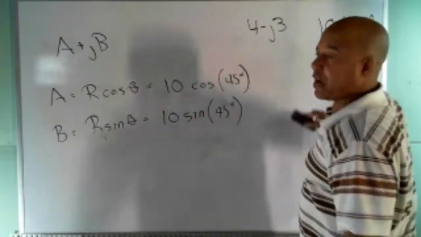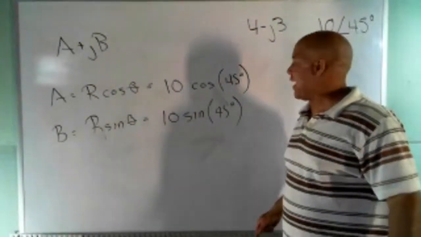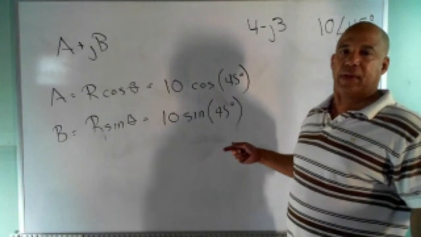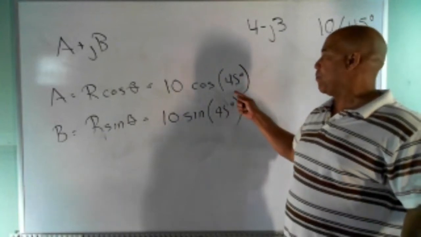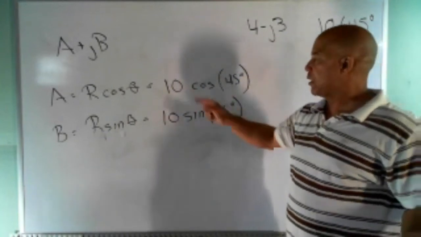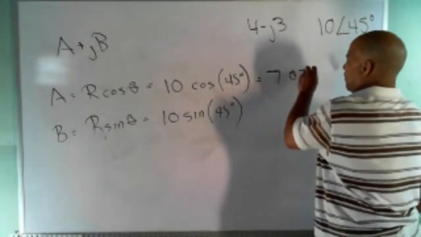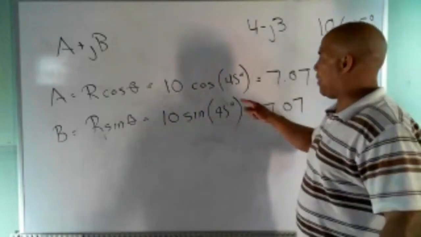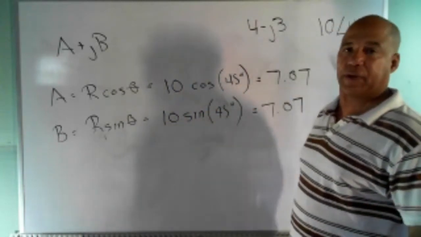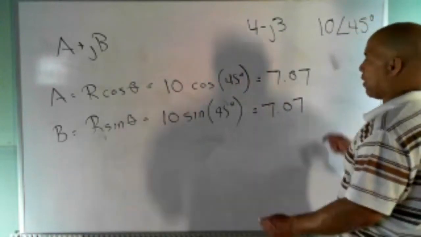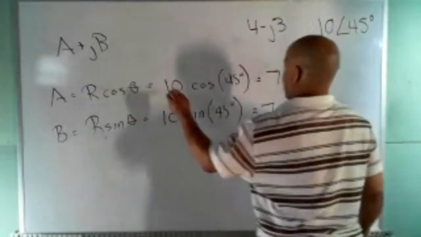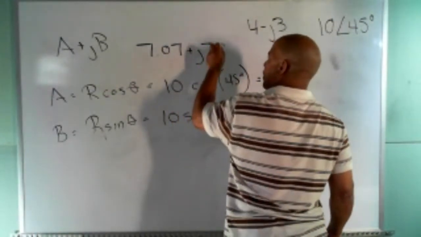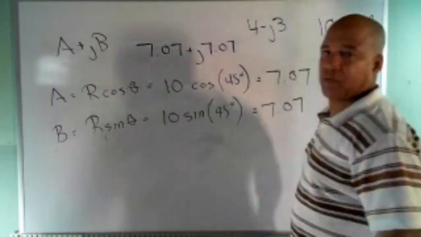And this one might look a little strange. You might remember from the trig class that the sine of 45 and the cosine of 45 are both equal. The sine of 45 and cosine of 45 is 0.707. If I multiply that by 10, I get 7.07 for that one, and I get 7.07 for that one. But again, that's just the same because the cosine and sine are equal at 45 degrees. So if I write that like this, I would write it like 7.07 plus j 7.07, and that would be my conversion.